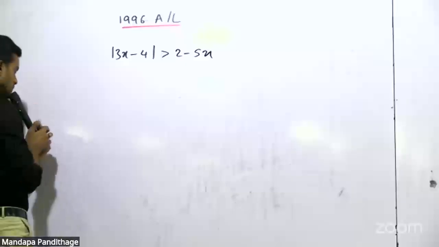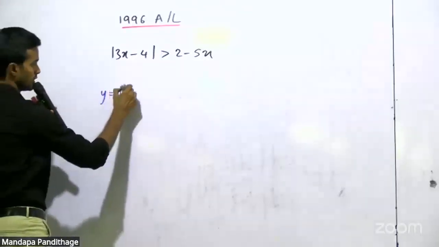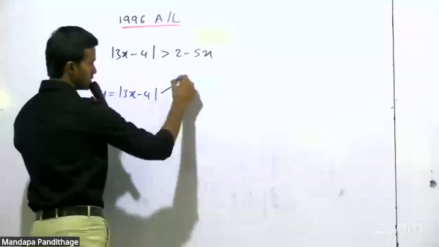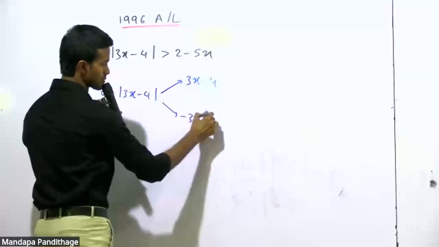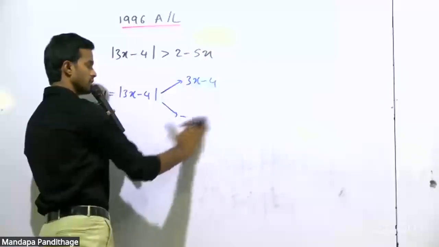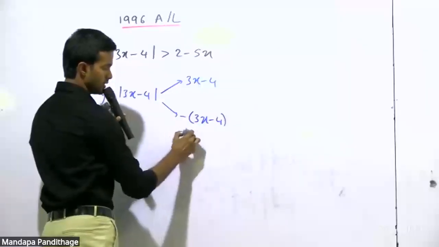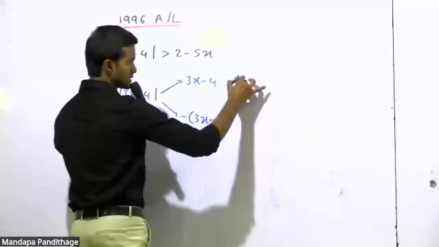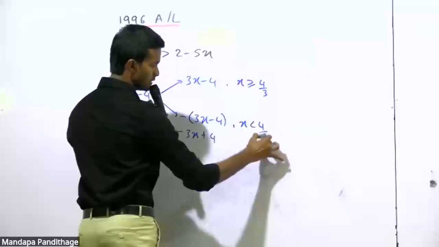So what are the graphs that we are supposed to sketch? One is y equals modulus 3x minus 4. Here we have 3x minus 4 and minus 3x plus 4. We have done this last week, because first we sketch the modulus graph. This is 3x minus 4 when x is greater than 4 over 3, and minus 3x plus 4 when x is less than 4 over 3.